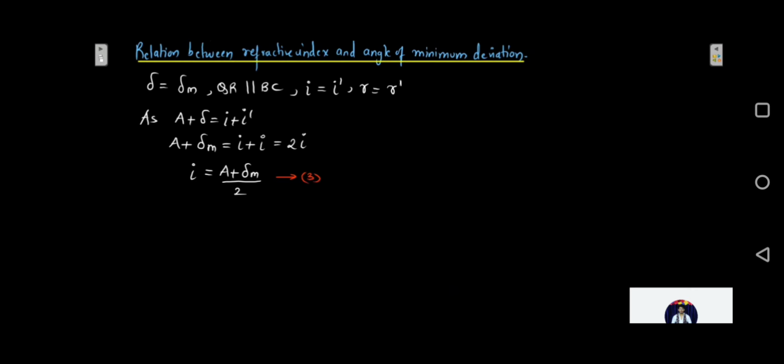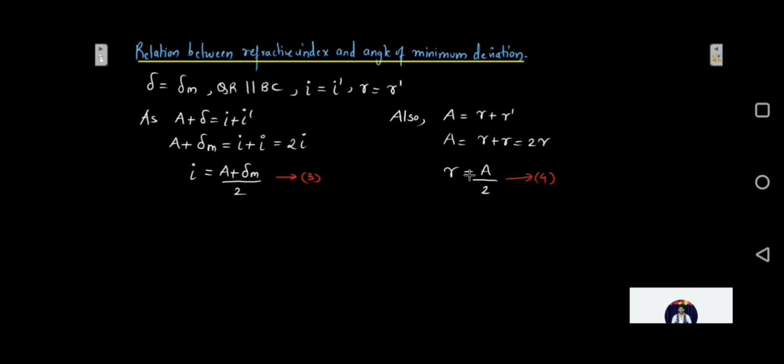Okay, we also know, let us consider the second expression now. What was the second expression? Angle of prism is equal to R plus R dash. But at the angle of minimum deviation, A will remain the same, but R and R dash are the same, so I can put it as R plus R, that will be 2R. So R from here is going to be equal to A divided by 2. Let us name this as equation number 4.